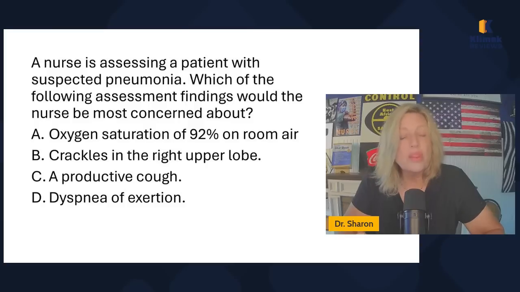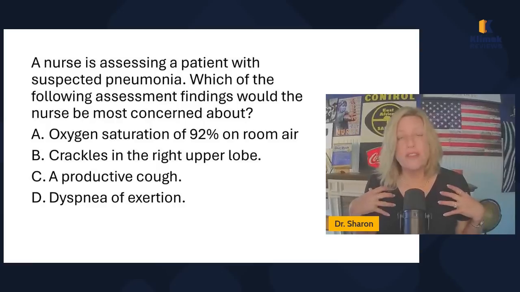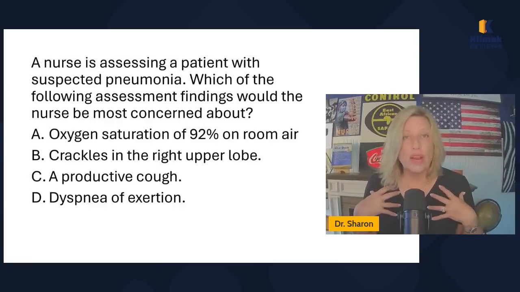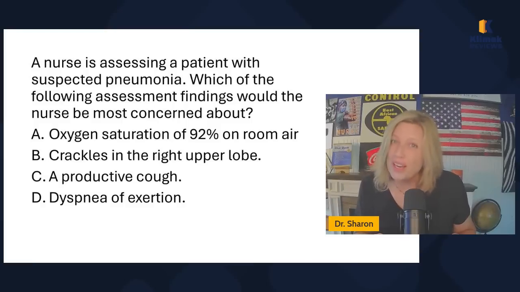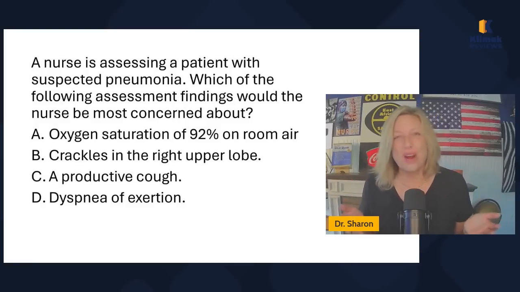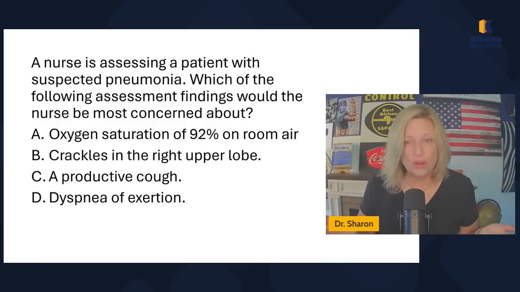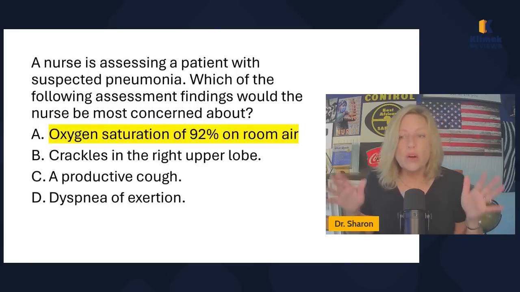Crackles in the right upper lobe. Well, that's expected with pneumonia. That's exactly what you expect with pneumonia. Productive cough, expected with pneumonia. Dyspnea on exertion, that's expected. Dyspnea is a subjective finding, y'all. They say, I feel short of breath. So a subjective finding of dyspnea with exertion, not dyspnea at rest, but dyspnea with exertion, I'd go, well, you do have pneumonia. You might want to rest for a while we wait for those antibiotics to work, right? So the only one that I really am confident is unexpected is A.